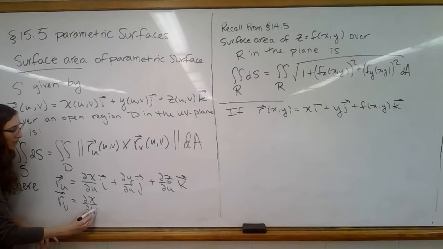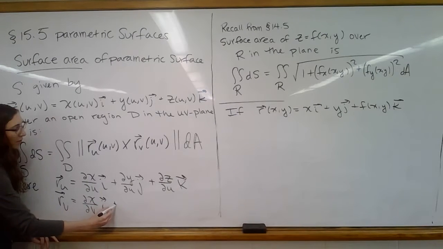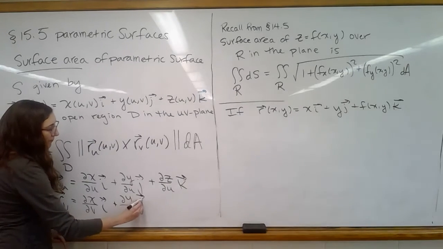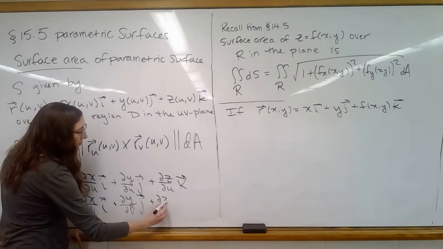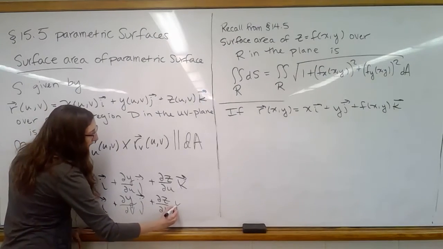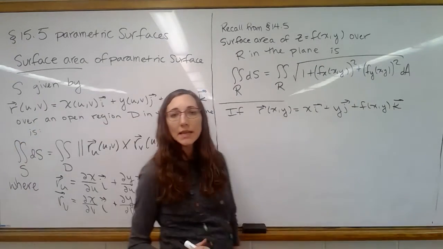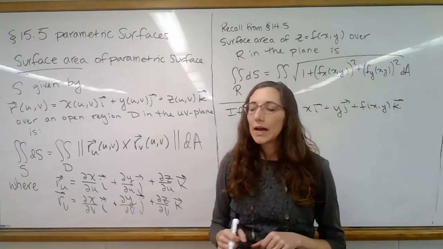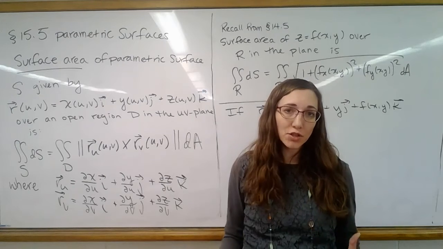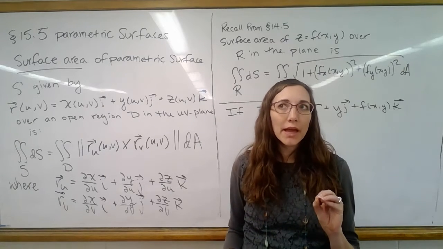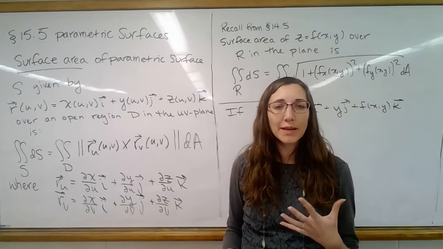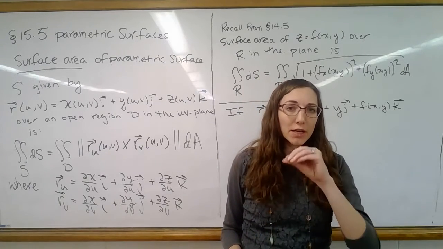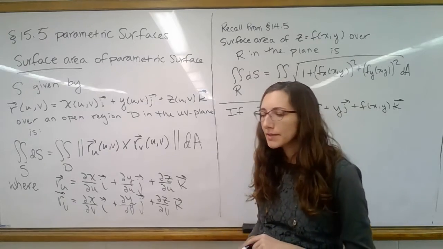So the partial of x with respect to v times i, plus the partial of y with respect to v times j, and then plus the partial of z with respect to v times k. And then the inside of here, this is the classic cross product, so you're going to set that up in the determinant, and then we're going to take the magnitude of that. So that will then become no longer a vector valued function, but instead a function of u and v, by taking that square root of the sum of the squared components.